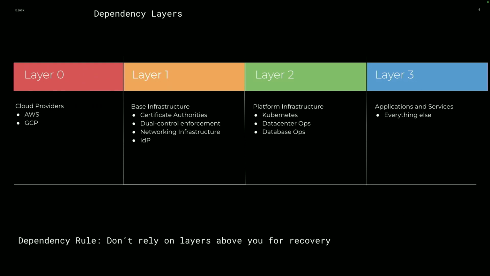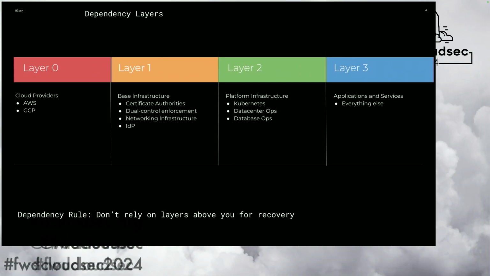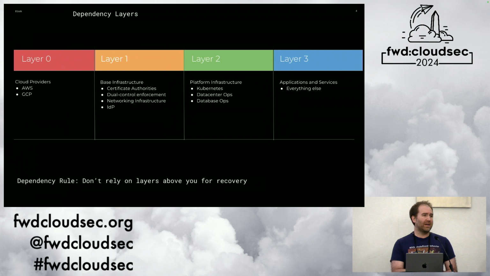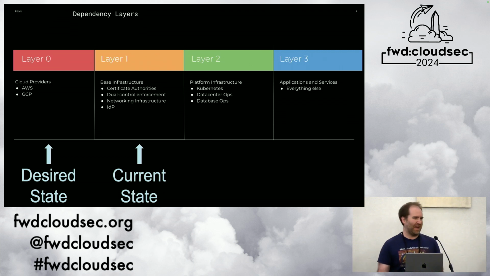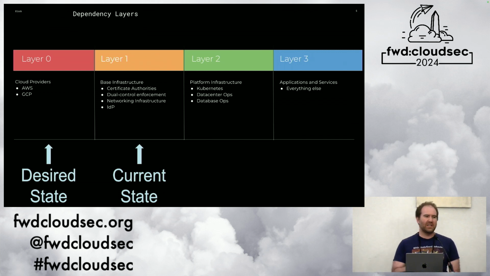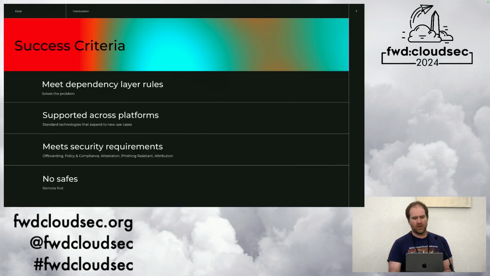But our big rule here is if everything goes down, you can't rely on layers above you for disaster recovery. And once we looked at that, we found out that we were actually violating this property, right? We needed our own infrastructure to recover our infrastructure, and this slows down your mean time to recovery. So what we wanted to build was an access system that obviously met these dependency layer rules, right? We need to solve the problem.